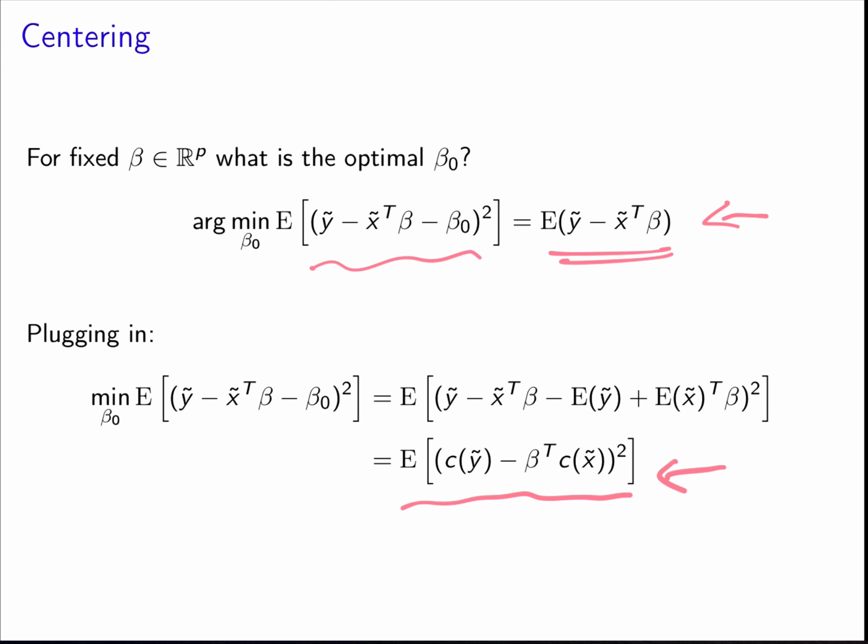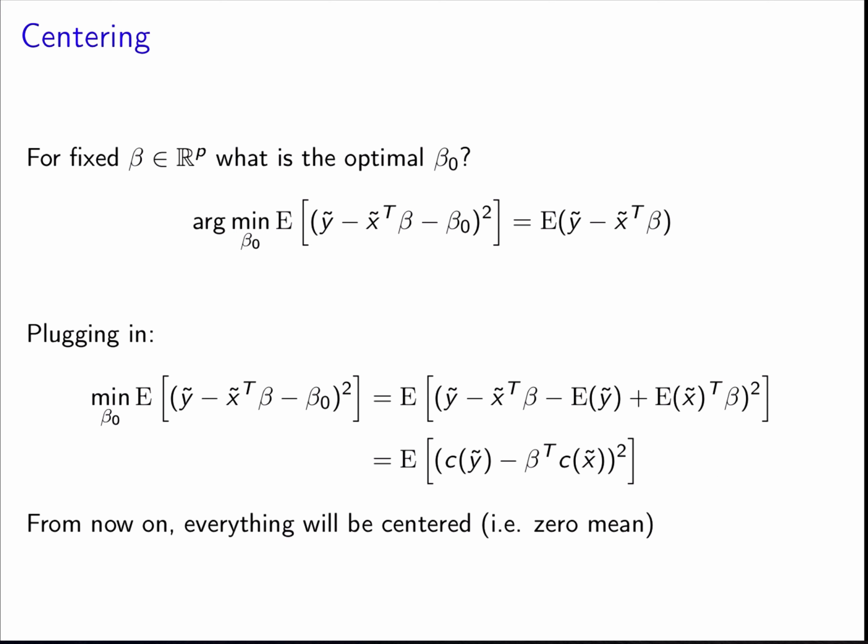Long story short, we don't need to worry about the constant term. From now on, we assume that everything is centered. In other words, that the response and the features are zero mean, because we can always subtract their mean. So in all our discussions about linear regression, we are going to assume that everything is zero mean. If things are not zero mean, we'll just compute the mean from the data and center everything.